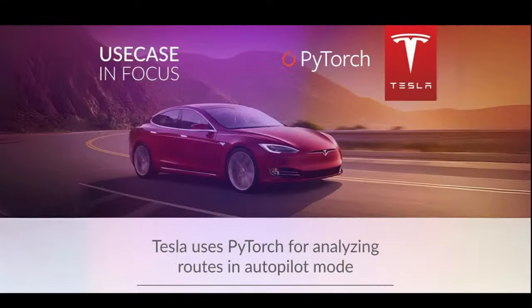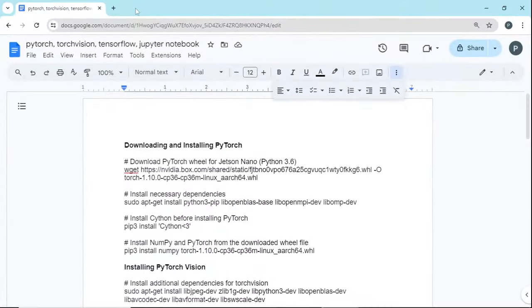One more important thing is that PyTorch is globally used in a lot of important applications as well. For example, Tesla uses PyTorch for analyzing routes in autopilot mode. That's how advanced and important the application is. Not only PyTorch, TensorFlow has its own applications in a lot of other domains. For example, let us search for TensorFlow.